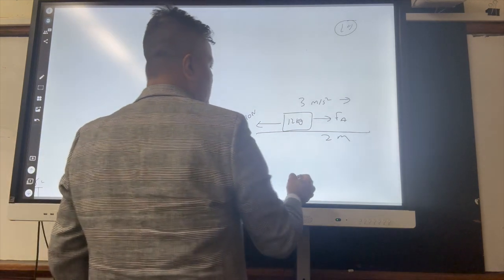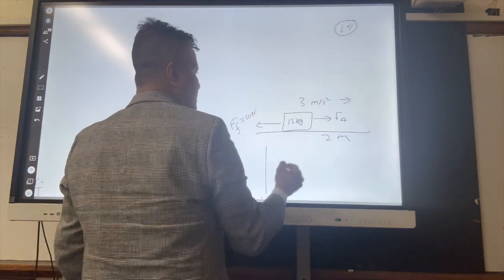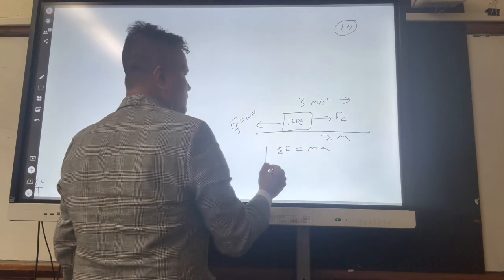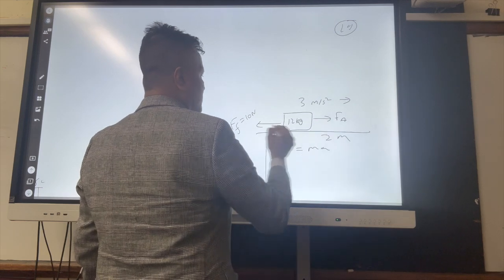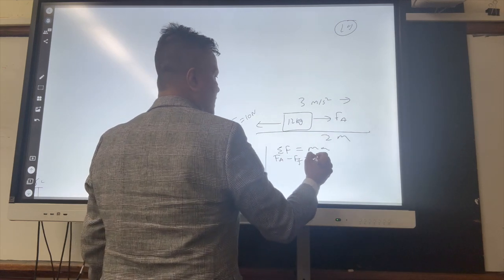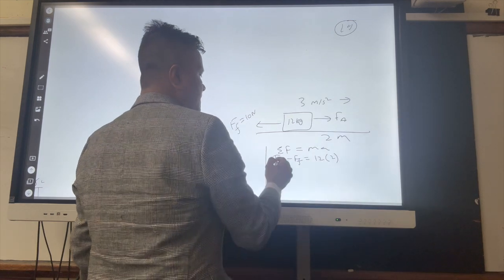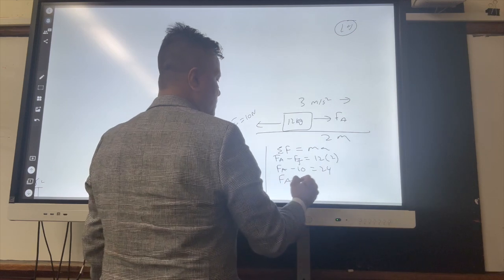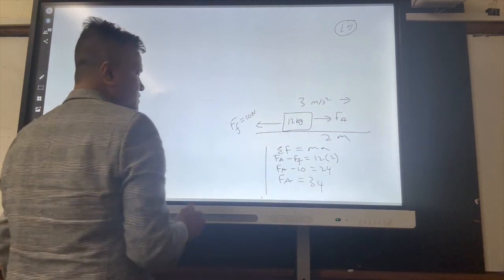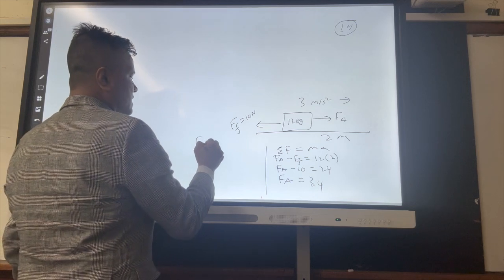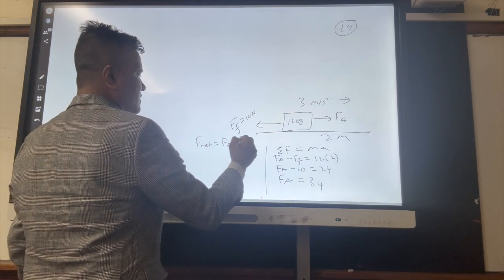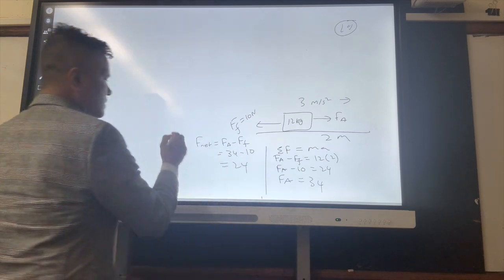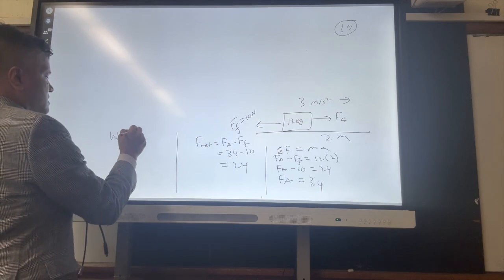Okay, so two ways you can do it. One way is to try to find FA. So you have sigma F is ma. So you have FA minus FF is equal to m, which is 12, times 2. So FA is 34. Okay, that's good. What is net force? Net is FA minus FF. So 34 minus 10, 24. Work done by net is F net D.